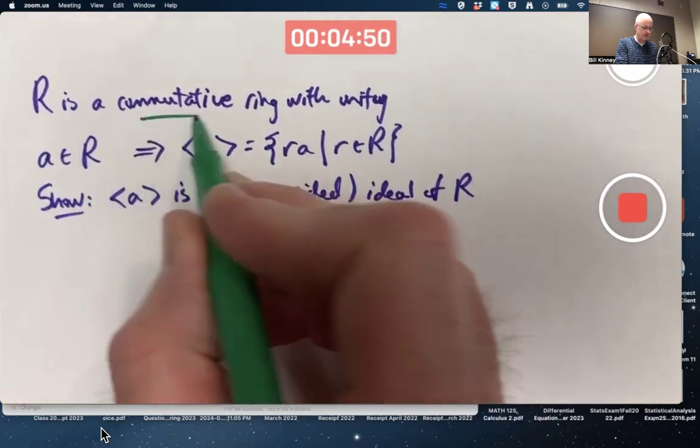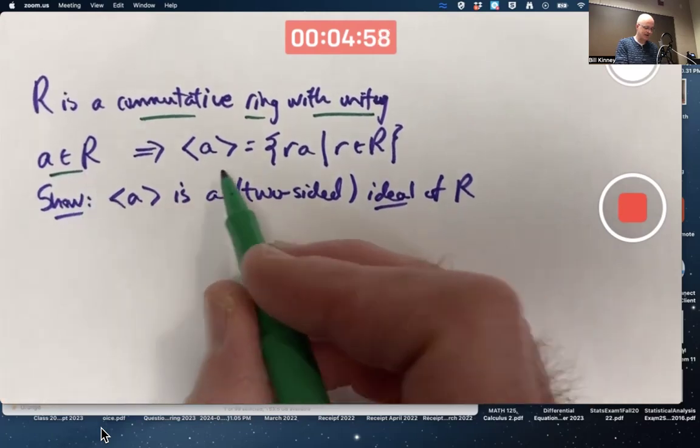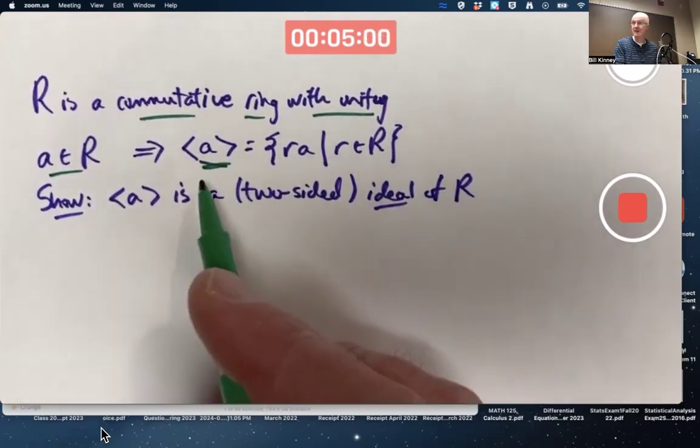R is assumed to be a commutative ring with unity. It's got a 1, a unity, a multiplicative identity. A is an element of R. This notation looks a lot like what we've seen in group theory, right? Looks like the cyclic subgroup generated by A, but it's not.